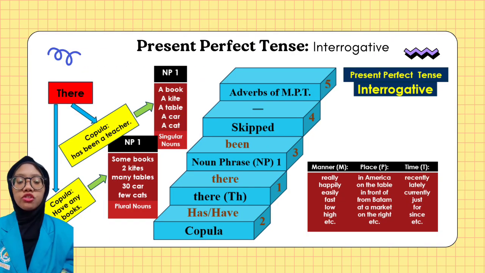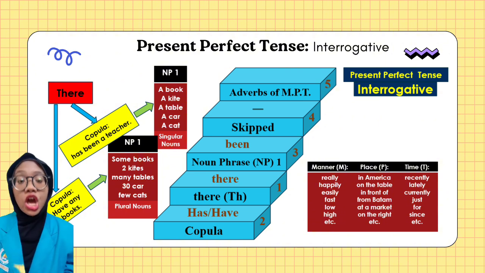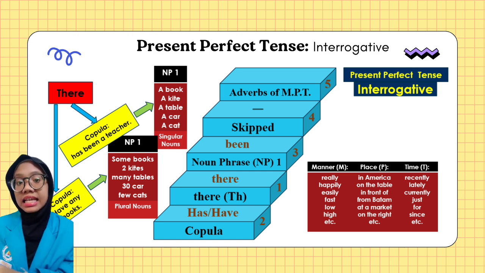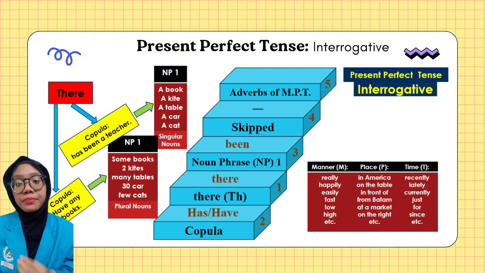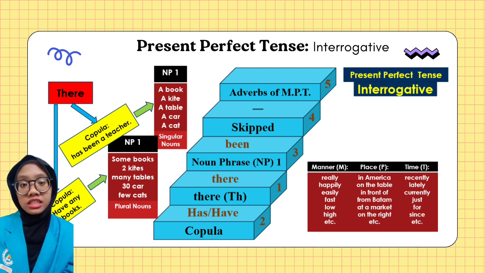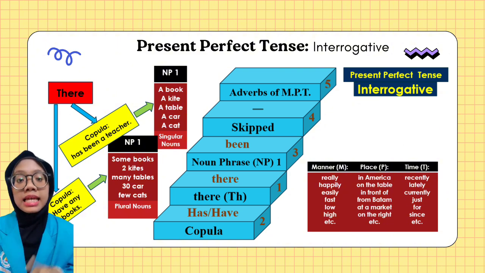Next, we continue how to make present perfect tense sentence into interrogative form. The method is quite easy. You only need to place the copula have or has in the first stair position, followed by there for the second stair, add been after it, noun plus one in the third stair, and remember that predicate adjective is always skipped, and for the last stair are adverbs of manner, place, and time.